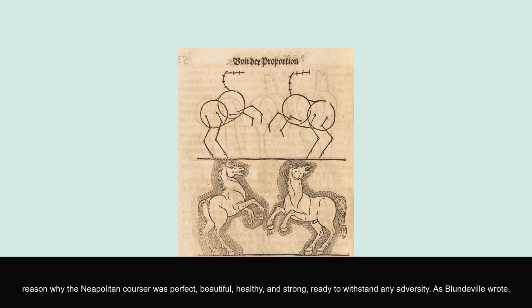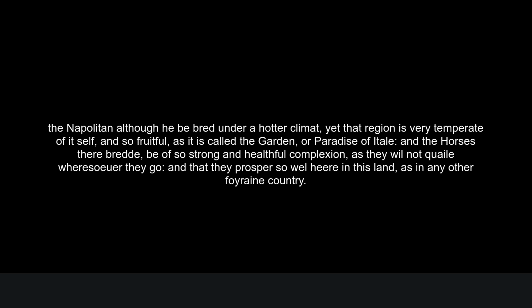As Blundeville wrote, "the Napolitan, although he be bred under a hotter climate, yet that region is very temperate of itself, and so fruitful, as it is called the garden, or paradise of Italy, and the horses there bred be of so strong and healthful complexion, as they will not quail wheresoever they go, and that they prosper so well here in this land, as in any other foreign country."